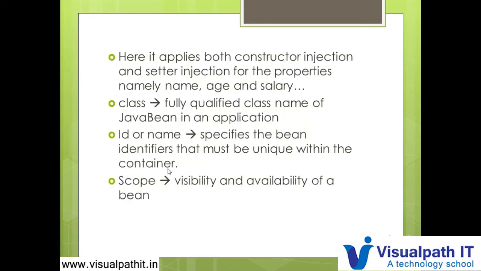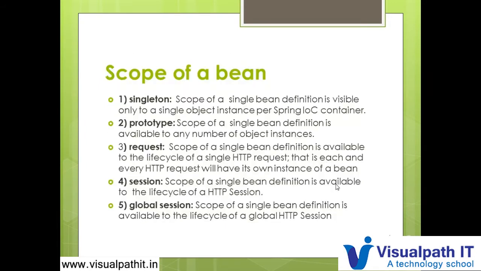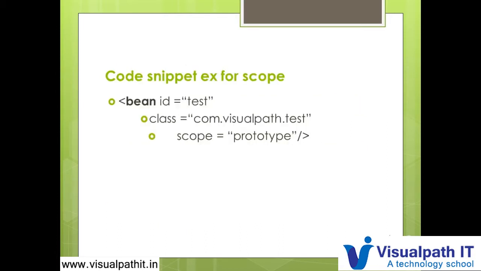Scope of a bean. As we saw here, the scope is the visibility or the availability of the bean. So let's learn what exactly is the scope of a bean. Singleton scope of a single bean definition is visibility or availability only to the single object instance per Spring IOC container. Prototype is nothing but any number of object instances, how far the definition is visible. Request comes under the single HTTP request definition availability. And the session is the life cycle of the HTTP session. Global session is the global HTTP session life cycle.